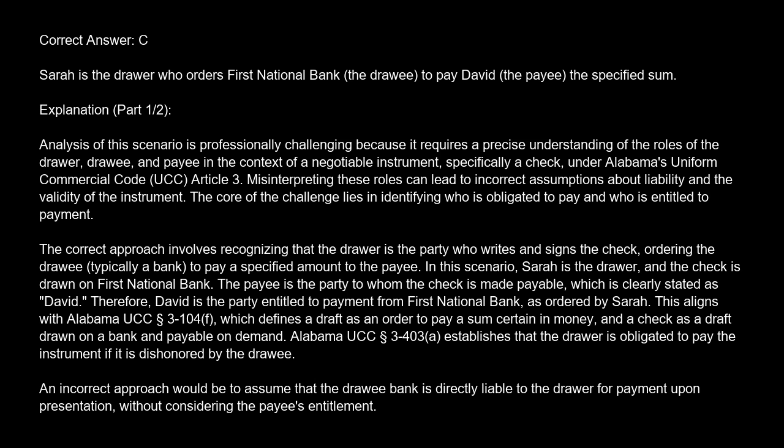The core of the challenge lies in identifying who is obligated to pay and who is entitled to payment. The correct approach involves recognizing that the drawer is the party who writes and signs the check, ordering the drawee, typically a bank, to pay a specified amount to the payee. In this scenario, Sarah is the drawer, and the check is drawn on First National Bank. The payee is the party to whom the check is made payable, which is clearly stated as David. Therefore, David is the party entitled to payment from First National Bank, as ordered by Sarah.